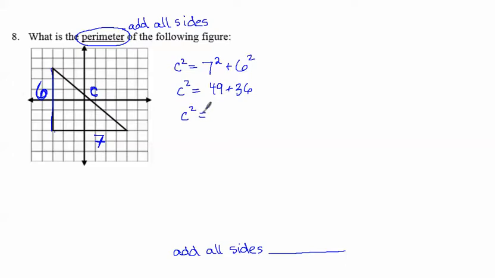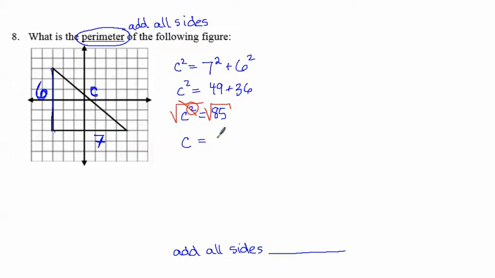When you add those two numbers together, you get 85. But now, we still need to get rid of this exponent of 2 because we don't want to know what C squared is. We want to know what C is. So to get rid of an exponent of 2, we need to use the square root. That way a squared and a square root cancel each other out. What you do on one side, you have to do on the other. That way, you end up with just the C on the left-hand side.